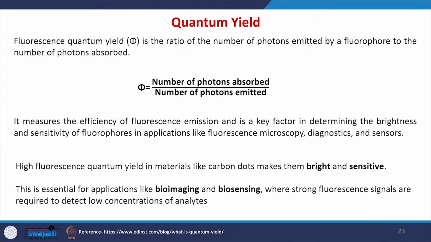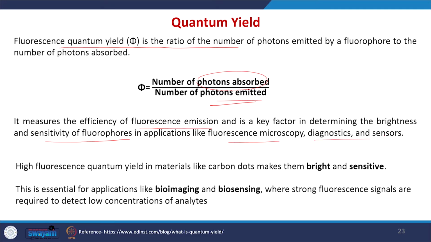Whenever we synthesize fluorescent nanomaterials, we have to calculate the quantum yield. The quantum yield is one of the important parameters in deciding the fluorescent nanomaterials for various applications. So, let us learn how we can calculate the quantum yield. The fluorescent quantum yield is the ratio of the number of photons emitted by a fluorophore to the number of photons absorbed. It measures the efficiency of fluorescent emission, and it is a key factor in determining the brightness and sensitivity of fluorophores in applications like fluorescent microscopy, diagnostics and sensors.